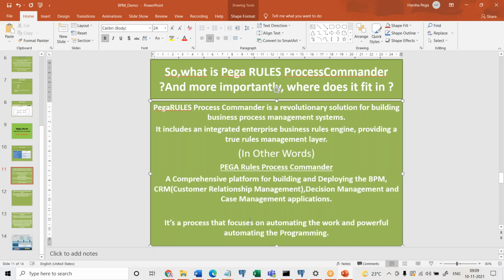Okay, but coming to the second point, the powerful feature of PRPC is automation of program. You understand what work automation is. Now this is program automation. What do you think about program automation? What is your guess? Based on the automation of work, what do you guess about program automation? Programming is being automated. What does it mean?